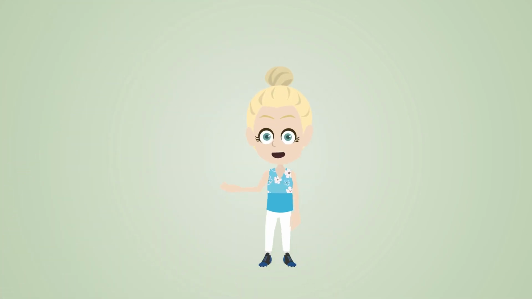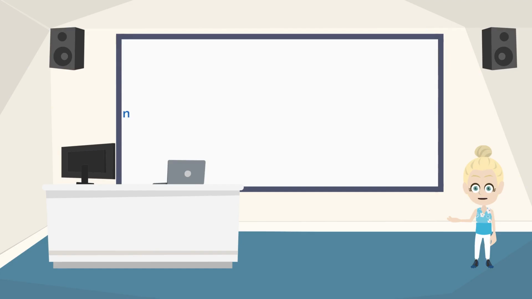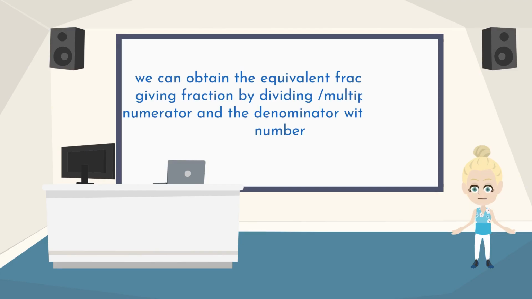Maybe you are wondering, do I have to use the fraction strips every time to find the equivalent fractions? We can obtain the equivalent fraction for a given fraction by dividing or multiplying the numerator and the denominator with the same number.